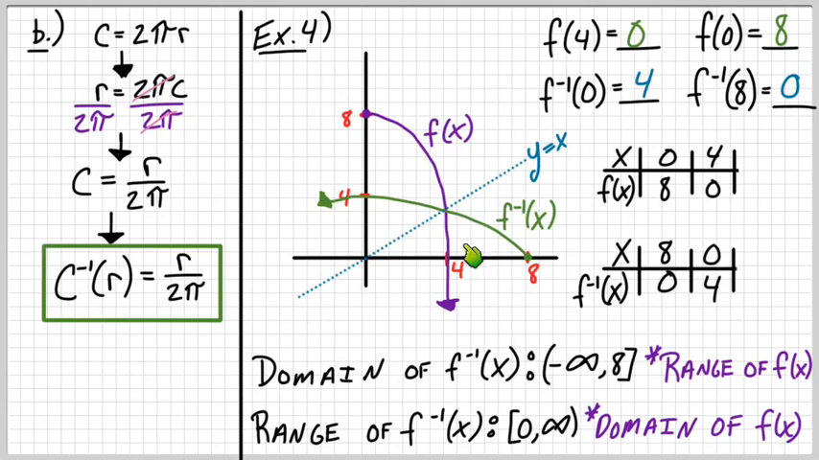So we created essentially every single piece of this, evaluating two tables, domain and range for both functions. We created all that just by this one little piece of a graph.